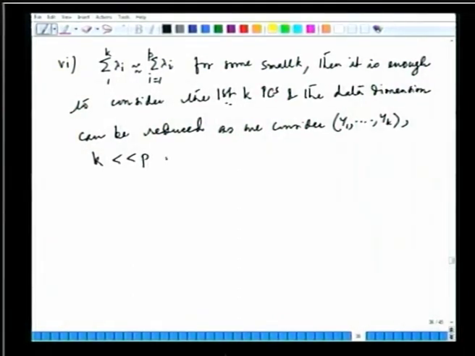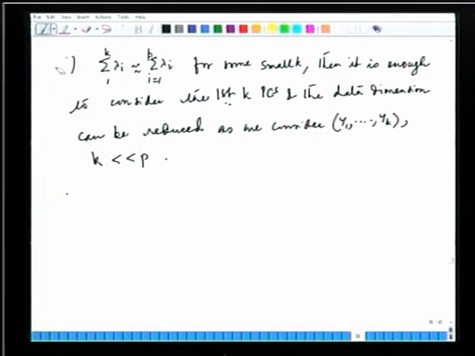Okay. Now one thing we have to be careful about, sorry, this is number 4 after the first 3 points.